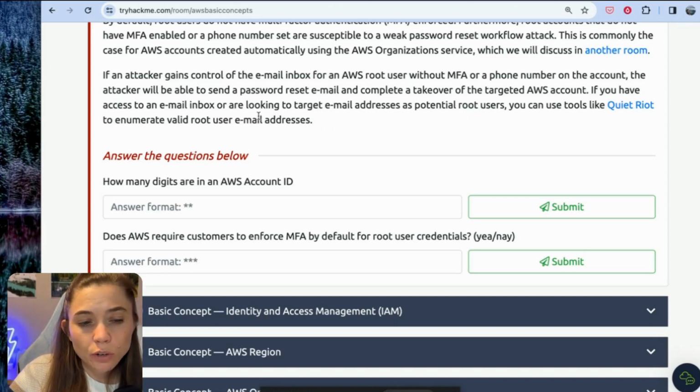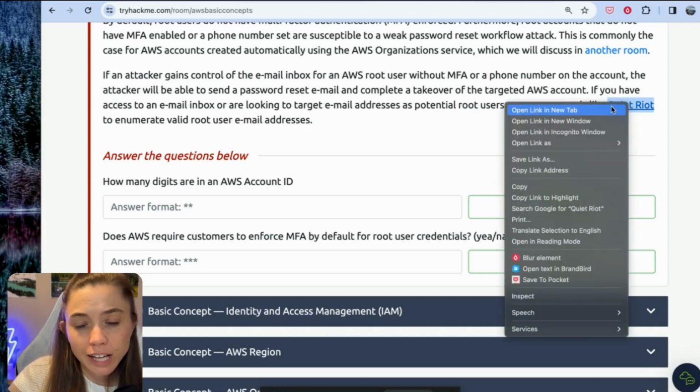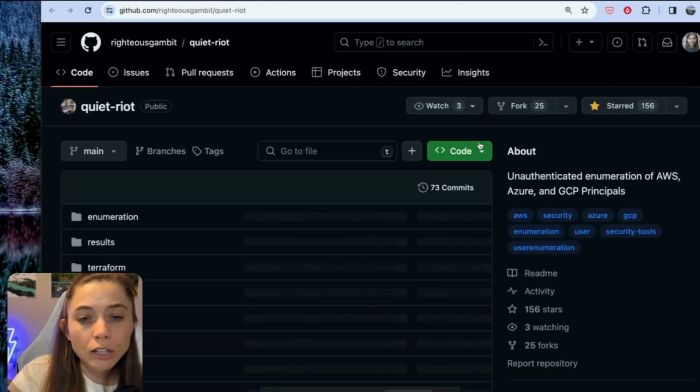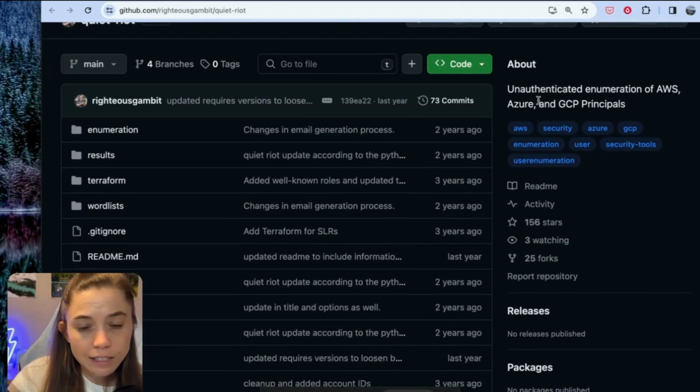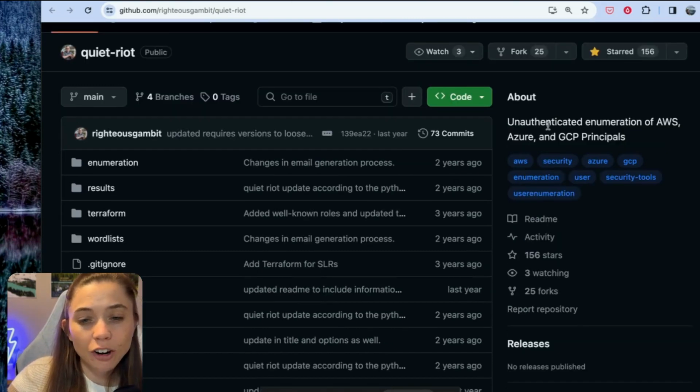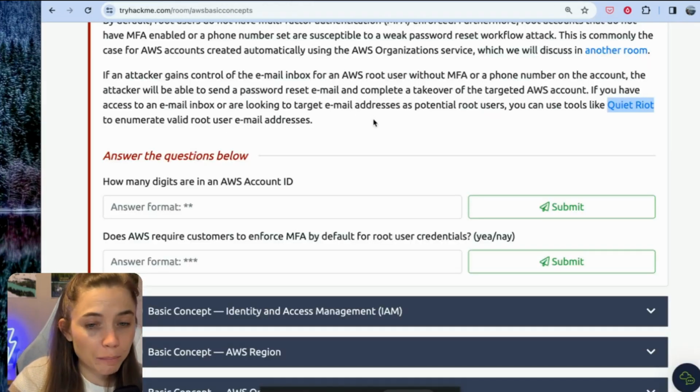If you have access to an email inbox or are looking to target email addresses as potential root users, you can use tools like Quiet Riot to enumerate valid root user email addresses. And they have a link to Quiet Riot here. Quiet Riot is an enumeration tool that you can use, I believe, in all three cloud providers. Let me double check that. But you can use it to enumerate cloud principals without yourself being authenticated. Let's see. So, yeah, unauthenticated enumeration of AWS, Azure, and GCP principals. So, the big three cloud providers. Hopefully, we'll get to use this tool later in the learning path, which should be very fun.